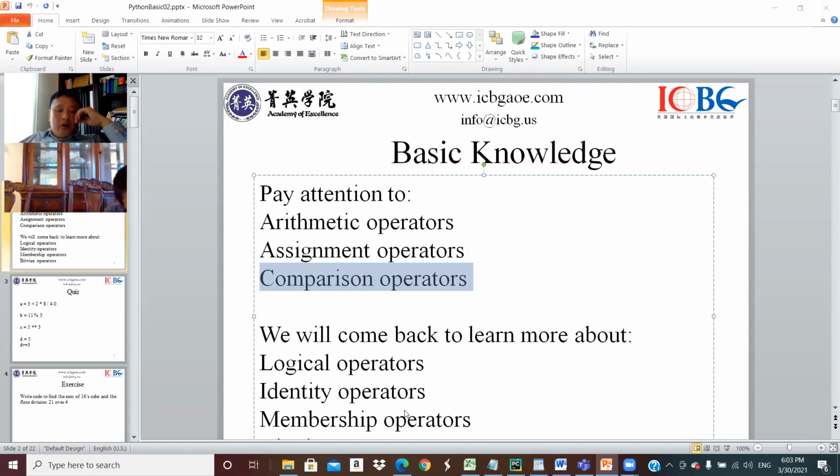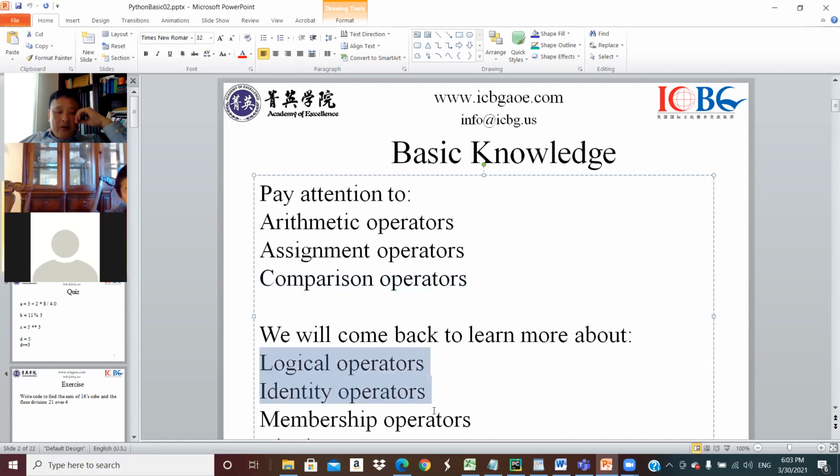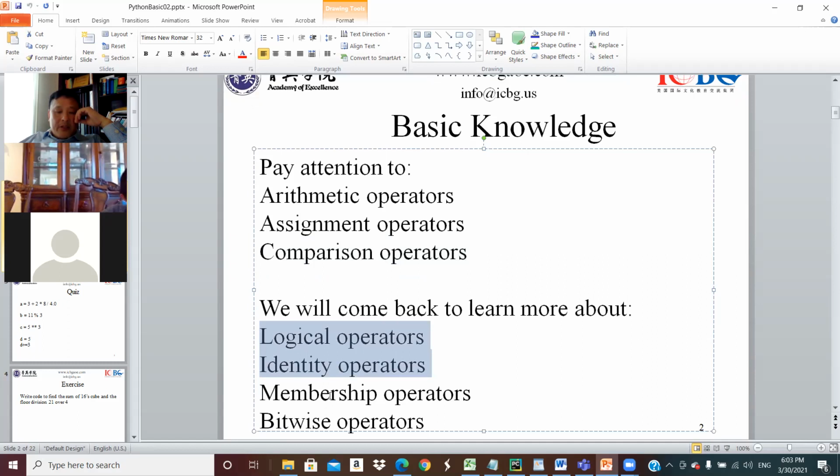If you do not understand these operators, that is fine. The logical ones, identity operator, membership operator, it's okay, we will come back to talk about that. But you need to remember those. Okay, spend 5 minutes on it.